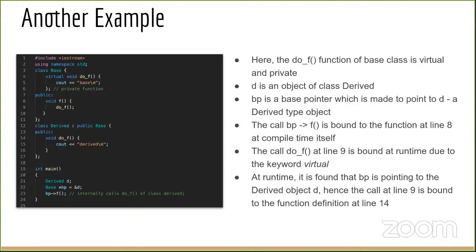Any other question? Sir, can you repeat that? So what I was saying is that if the question was what will happen if I don't have a function doF in the derived class, what will happen is that the compiler will detect that there is no doF which has public access from main.